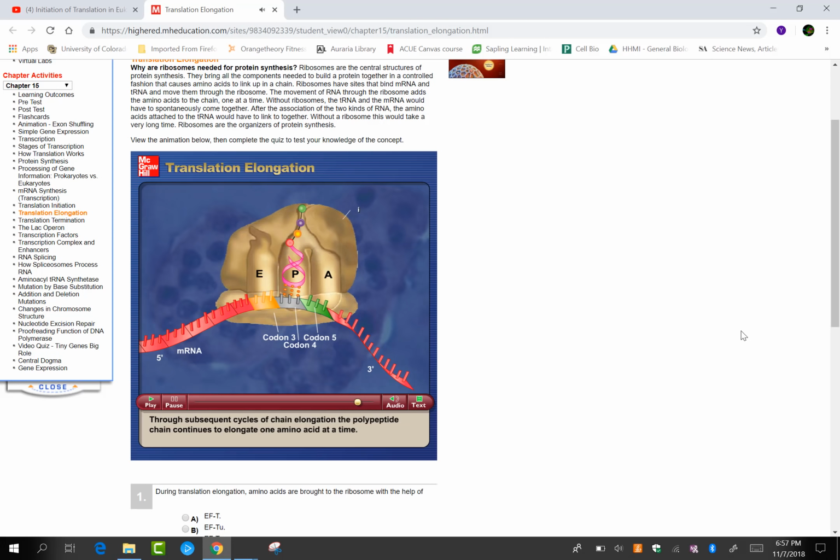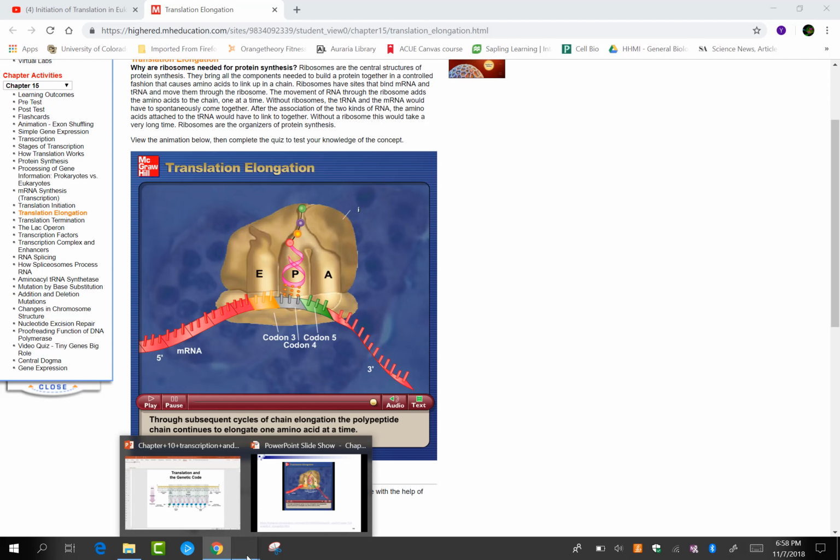Through subsequent cycles of chain elongation, the polypeptide chain continues to elongate one amino acid at a time. Okay, so we're going to go: the P site is where the peptide is made. A is where the new amino acid comes in. We connect them. The whole ribosome shifts down the RNA to read the next codon. The tRNA that's lost its amino acid is in the E site and exits. And we keep going and going. That's elongation.